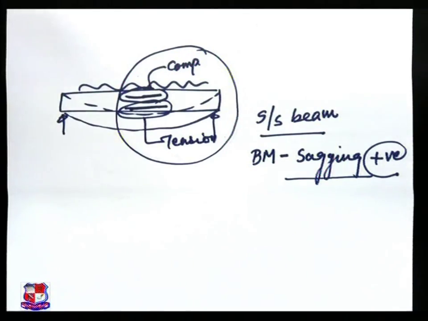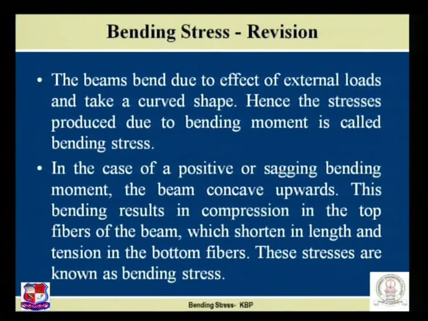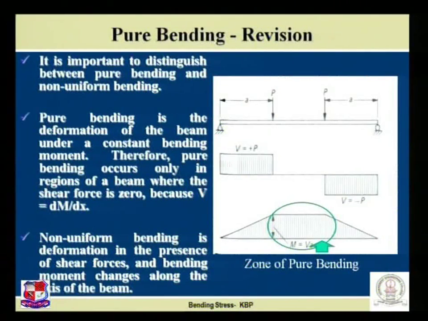So if we come to the PPT, the same thing is explained over here. For a beam subjected to a sagging bending moment, the beam is concave upwards. This bending results in compression in the top fibers of the beam, which shorten in length, and tension in the bottom fibers. These stresses are known as bending stress.